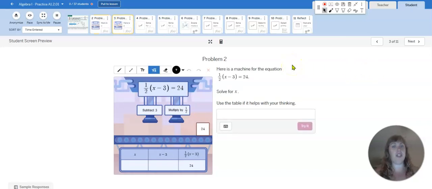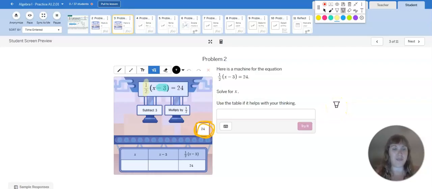Here is a machine for this equation. 1/2 times x minus 3 equals 24. So 24 is what we end up with at the very end. There are 2 things that we did to x. First, we subtracted by 3, and then we multiplied by 1/2.